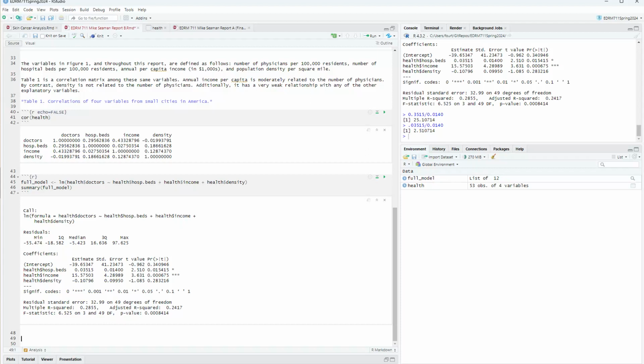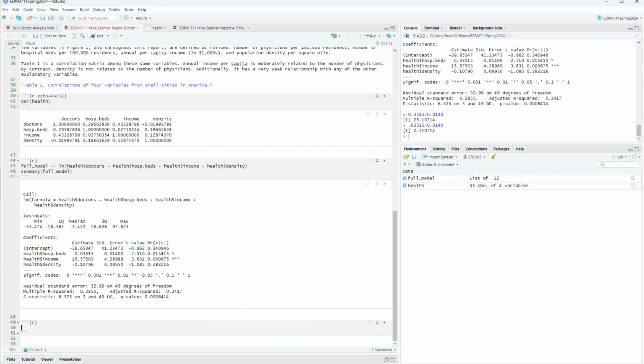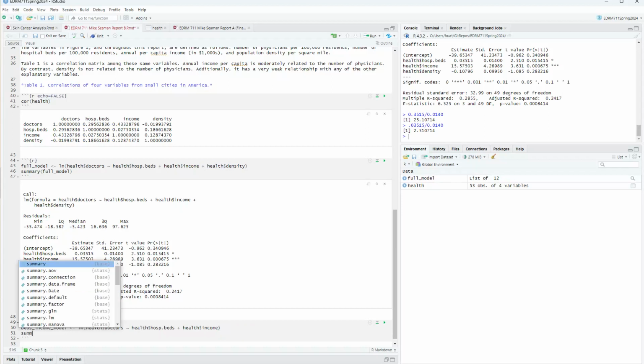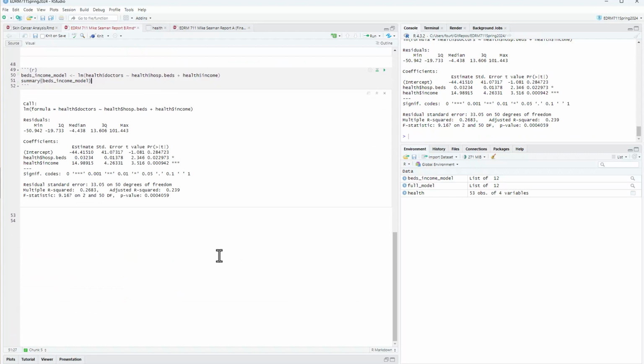So I'm going to, again, create a code chunk here, and I'm going to do a little bit of laziness. I'm going to go ahead and copy and paste my full model and then revise it a bit. I'm going to call this the beds income model, and I'm going to take out density. And then we want a summary of the beds income model. Okay, let's go ahead and run this.